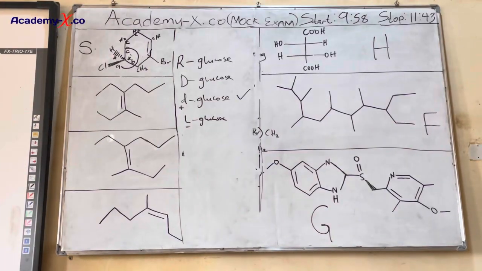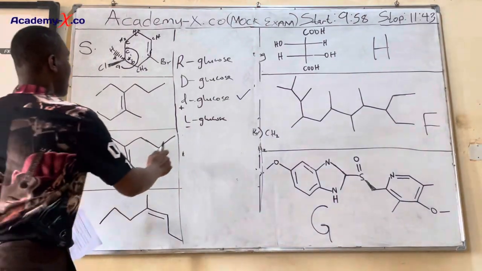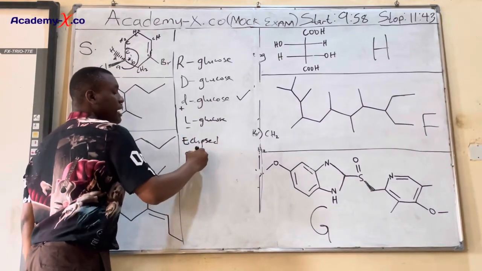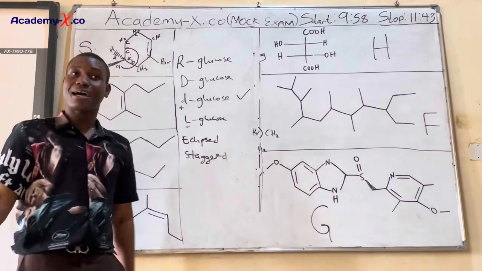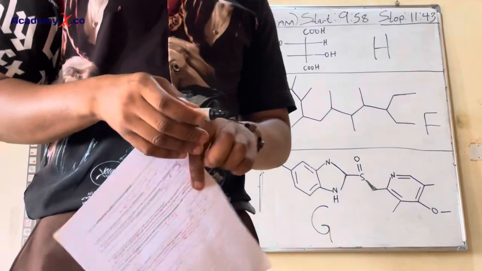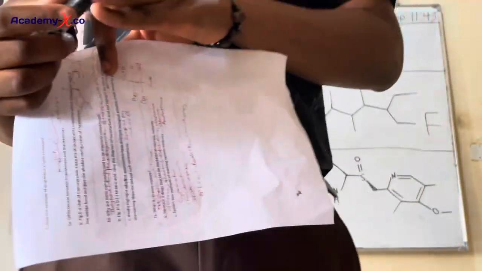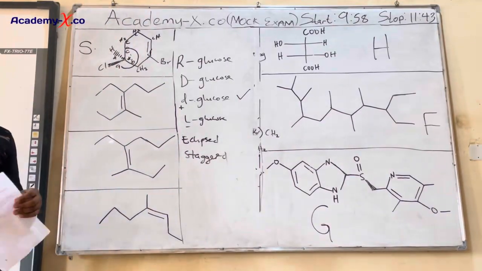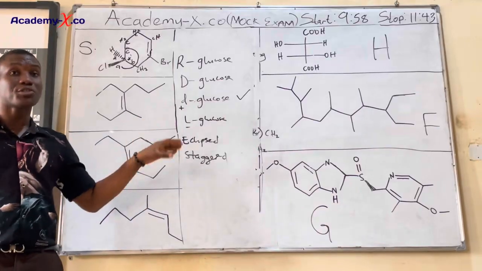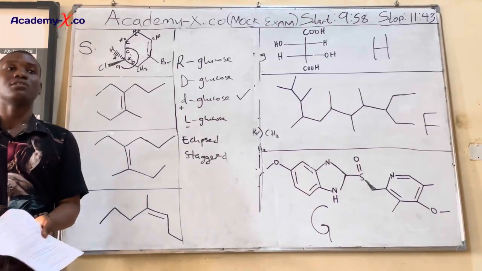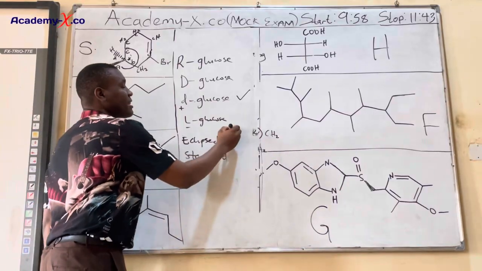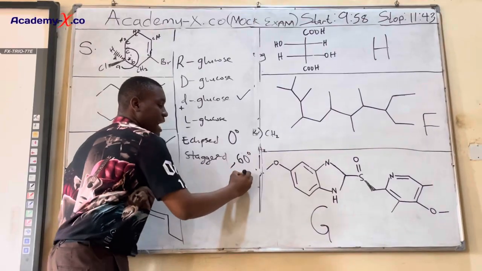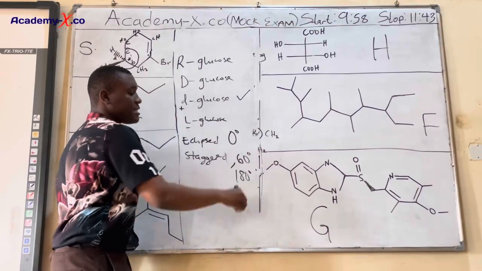Draw sawhorse projection for gauche butane. Now, in conformation, we have eclipse and what? We are talking about chapter 5 or I think chapter 6. I don't remember, but it's between 5 and 6. It starts with conformation. Now we have two types of conformation. We have eclipse conformation where the dihedral angle is 0 degrees and staggered conformation where the dihedral angle can be 60 degrees or 180 degrees.